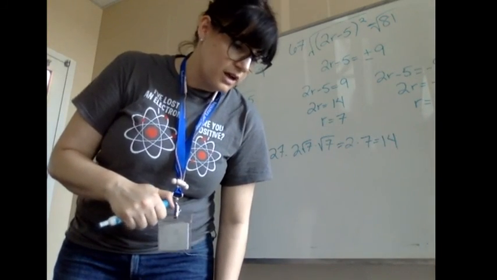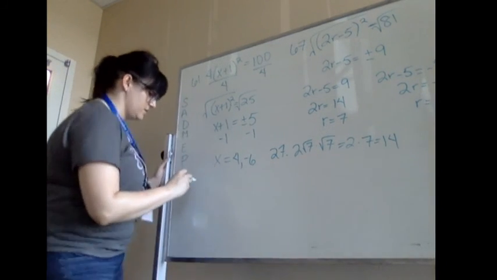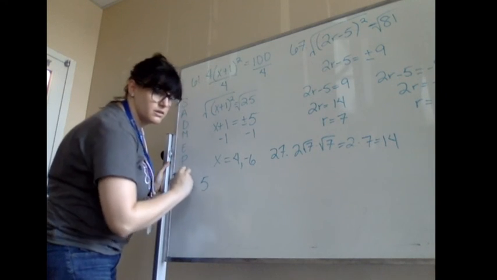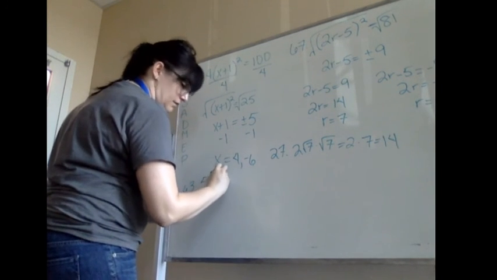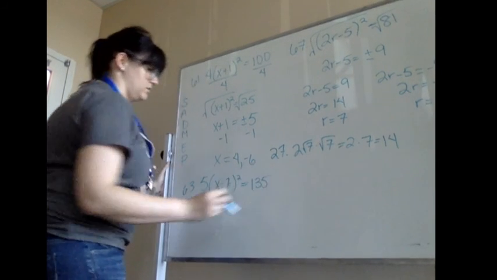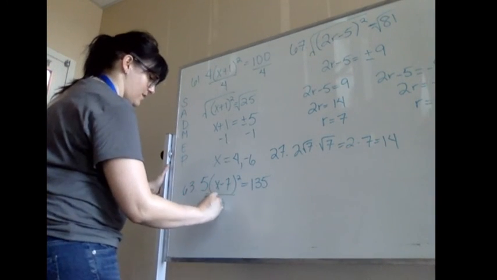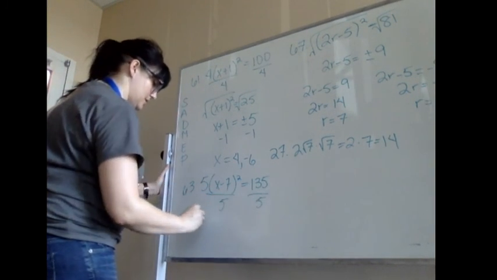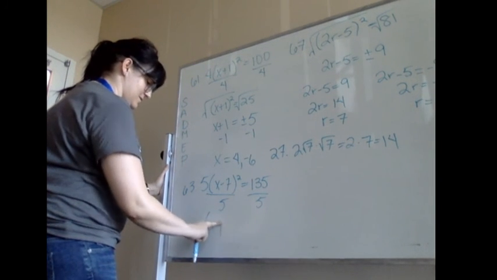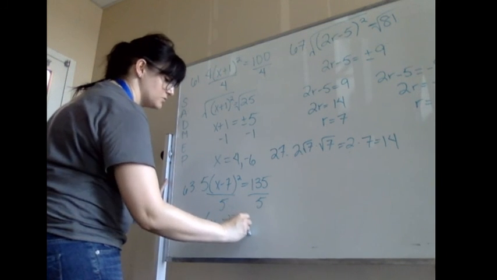I'm looking for one where it's not even. All right. This is number 63. 5 times (x minus 7) squared equals 135. So divide both sides by 5. And I get that (x minus 7) squared equals 27.